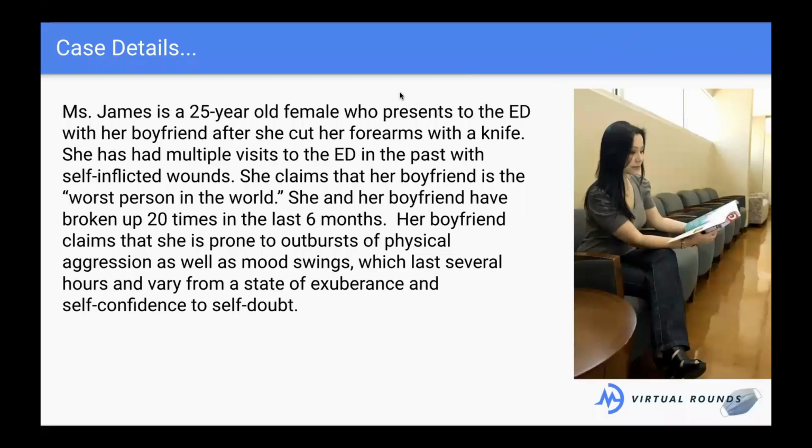All right, so we're going to talk about the case details. So we have Miss James, who is a 25-year-old female. She's presenting to the ED with her boyfriend after she cut her forearms with a knife. She has had multiple visits to the ED in the past with self-inflicted wounds. She claims her boyfriend is the, quote, worst person in the world.